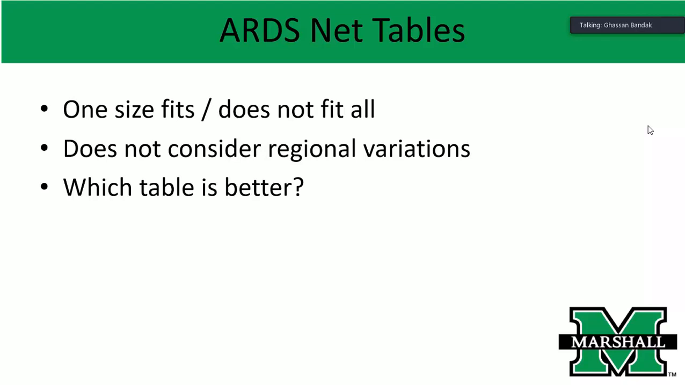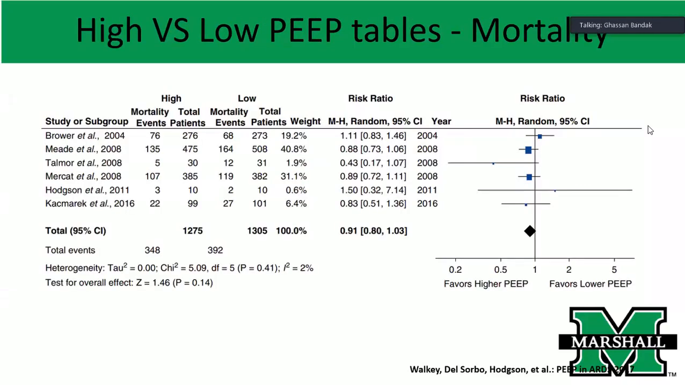Now, the question as to which table is better has been studied as well, to use the high or the low table. This is a meta-analysis of 6 studies that compared the high versus low PEEP tables. With regards to mortality, you can tell that there may be a trend towards favoring higher PEEP, but the net of all of these studies touches 1, so this would not be statistically significant. So it seems like there is a trend towards improvement, but in this meta-analysis, they did not find a statistical significance towards higher PEEP improving mortality.